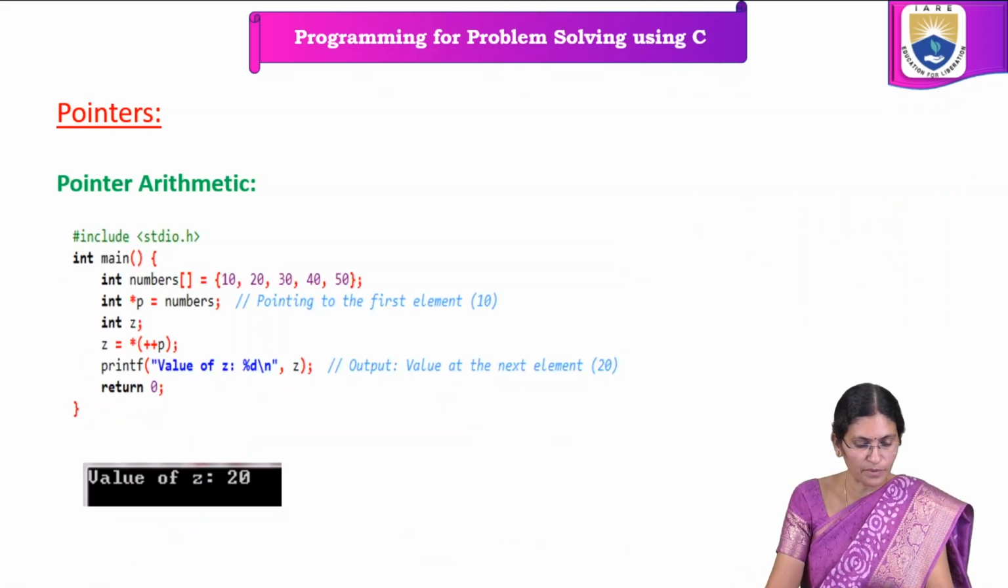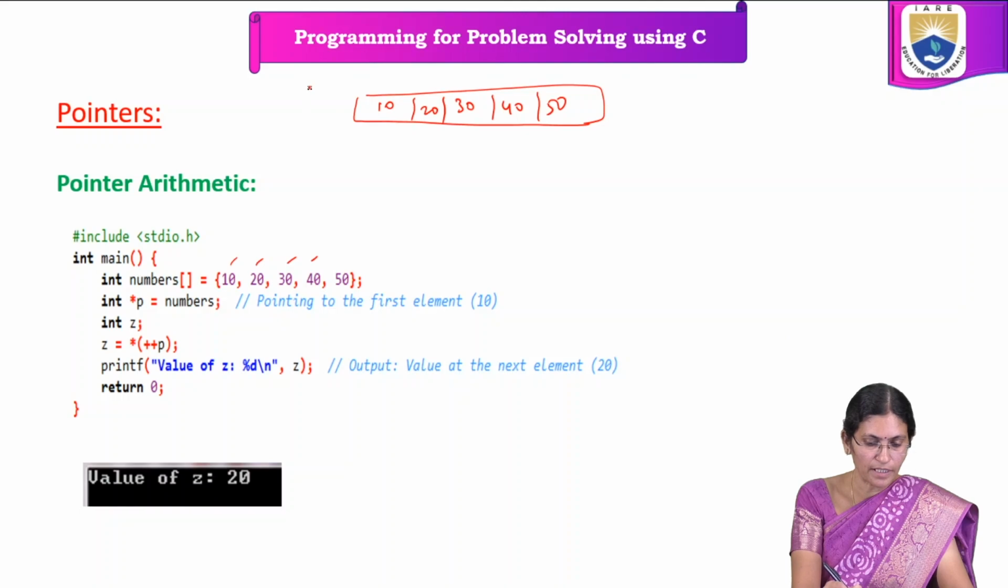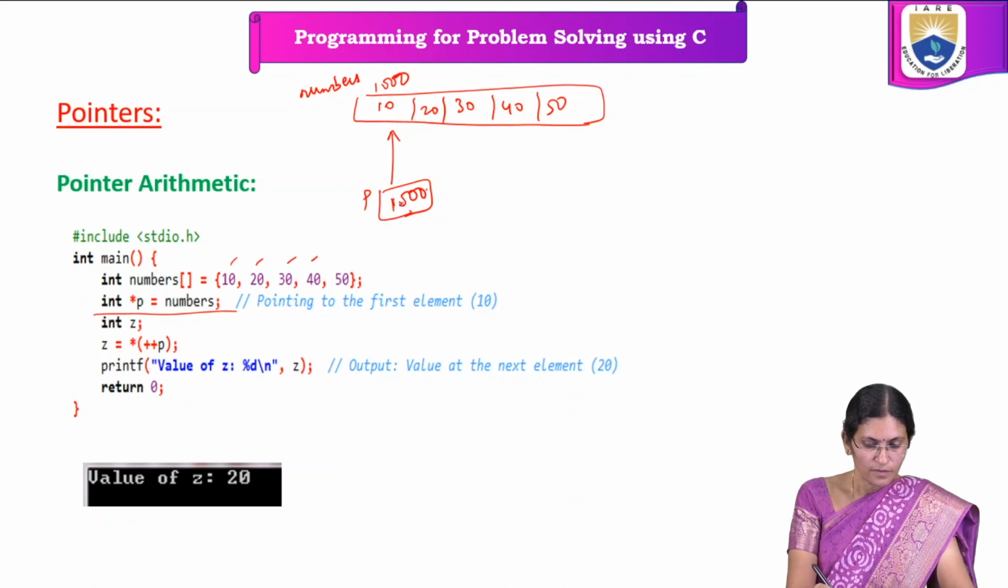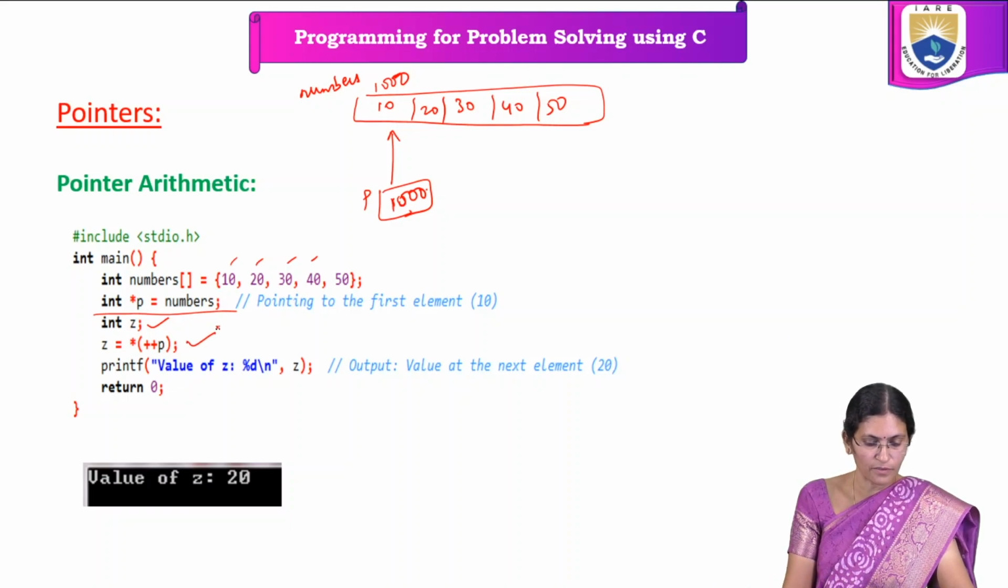For this corresponding example, we have declared an array here. There are 5 elements of the array: 10, 20, 30, 40, 50. The array name is numbers. We have declared an integer pointer p, which points to the first element of the array. So p stores the address of the first element of the array. Suppose this is 1000, so this will also be 1000. We have also declared an integer variable z.